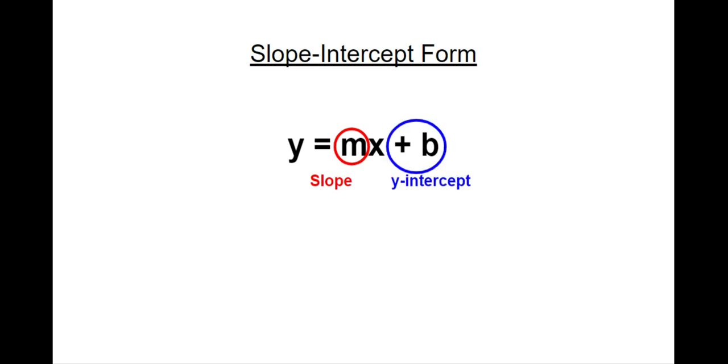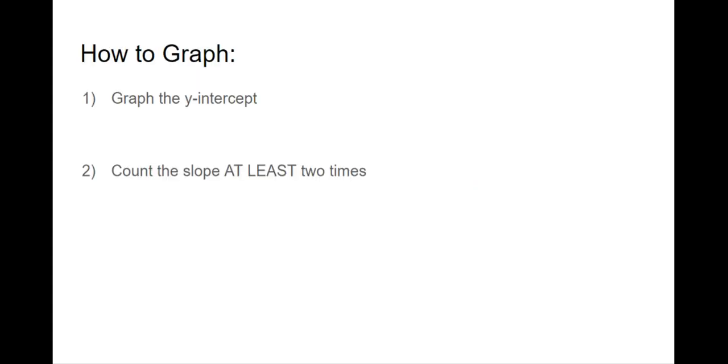And then the b is always what is being added or subtracted to that x term, and that is your y-intercept. And that y-intercept tells us where to start our graph. So really, there are two steps in graphing. The first thing you need to do is graph your y-intercept.